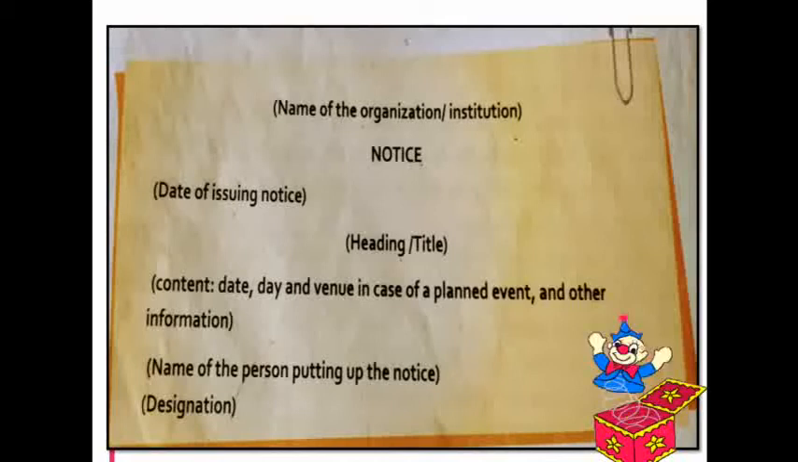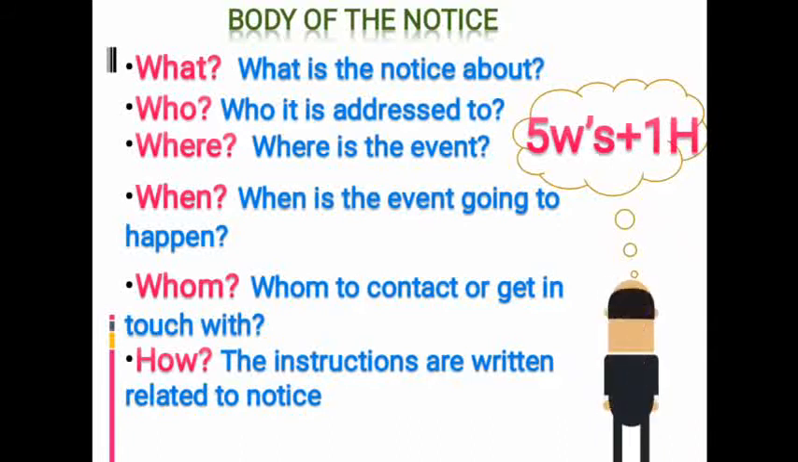Then begin the content or the body of the notice, again from the left margin leaving a line. Your content should include the date, day and venue in case of a planned event or any other relevant information. Then leave a line, write down the name of the person who has put up the notice, followed by the designation of the person. So this is the format of notice writing, and you all need to remember it properly.